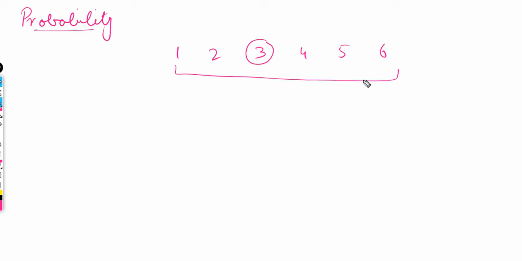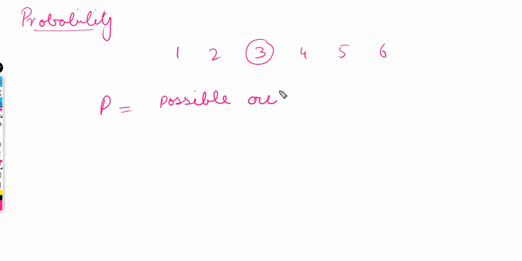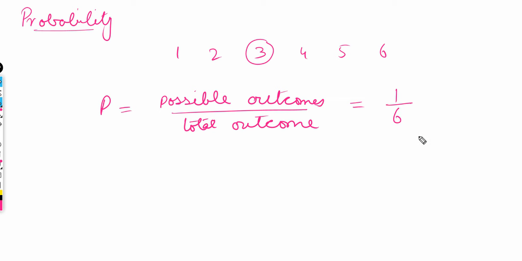So from this concept we can derive our formula for the probability, that says that probability is equal to the possible outcomes of an event divided by the total outcomes of an event. So the possible outcome is only 1, and the total outcomes of this event, which is rolling a dice, are 6. So getting a 3 on a rolling dice, we will get the probability equal to 1 over 6.